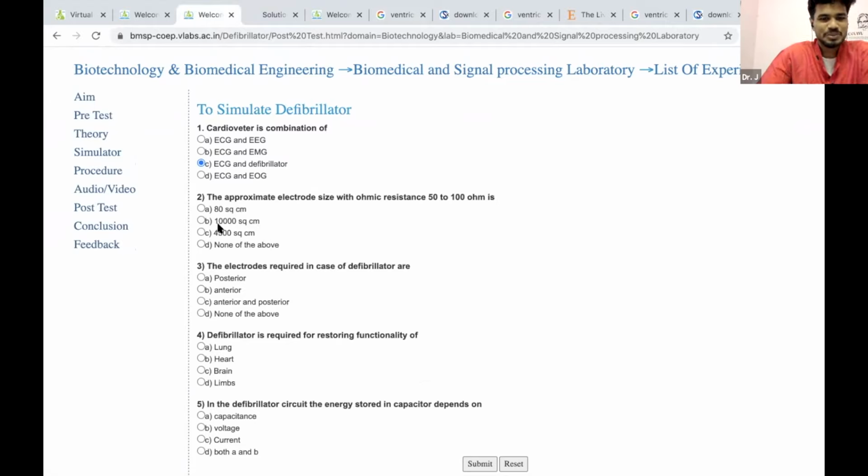100 square centimeter, 10,000 square centimeter, where do you put it in the body? Doesn't make sense. 4,500 square centimeter also, even if you come up with that electrode, where do you put it? 80 is what sounds reasonable.